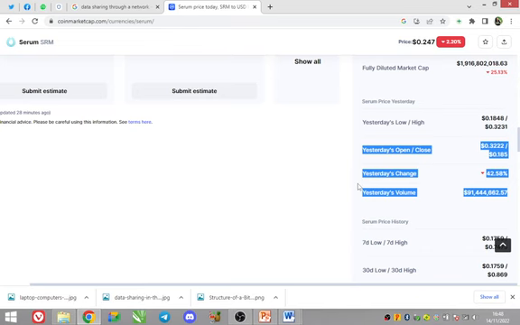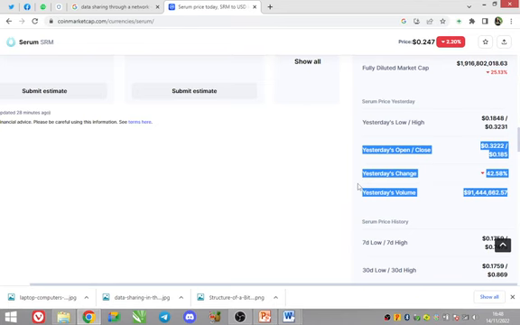This is the 7 days low and 7 days high, respectively. That means the lowest price and the highest price that this token has gone to within 7 days. While this other one is within 30 days, the next one is within 90 days, and then we have 52 weeks.